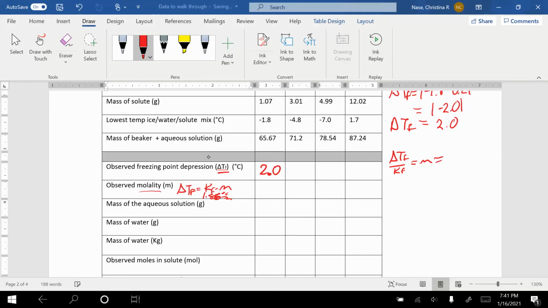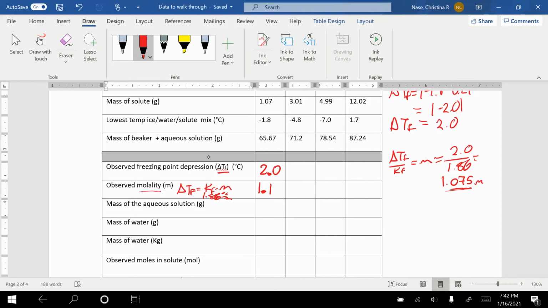Molality is just going to be 2 divided by 1.86. So I find my molality to be 1.075 molal. And I'm keeping extra sig figs here. I really only have 2 sig figs because my temperature is only to 1 decimal place, so 2 sig figs there. I'm going to carry some extra ones throughout this part. All right, so I'll put 1.1 in the table because I want 2 sig figs, but I'm going to carry out the rest of these digits while I go through the rest of the calculation.